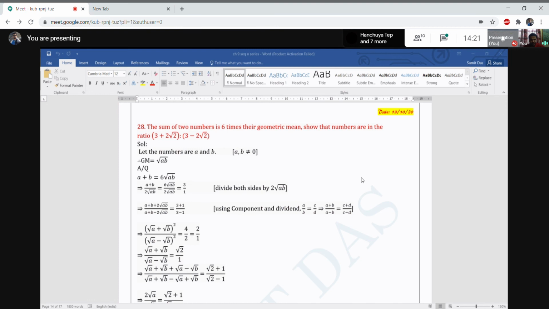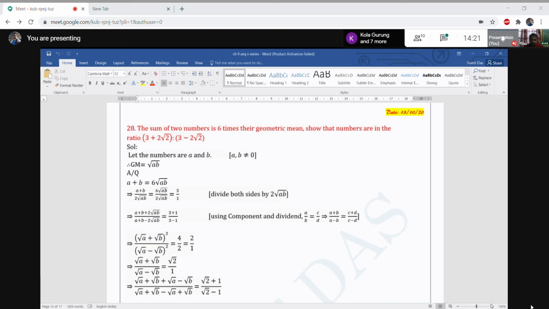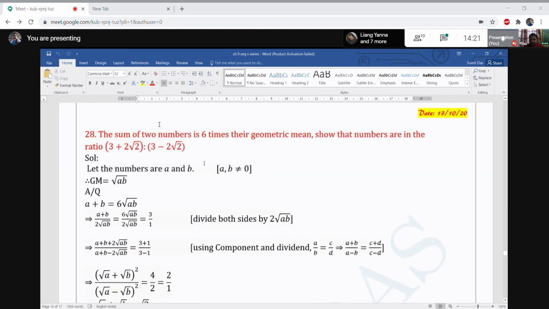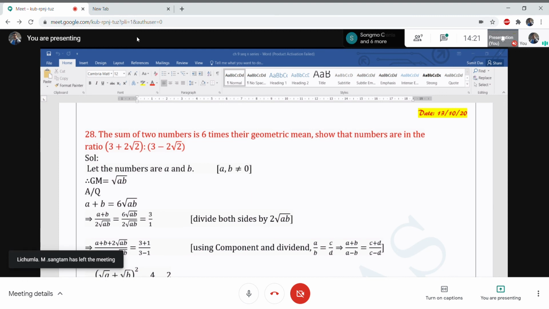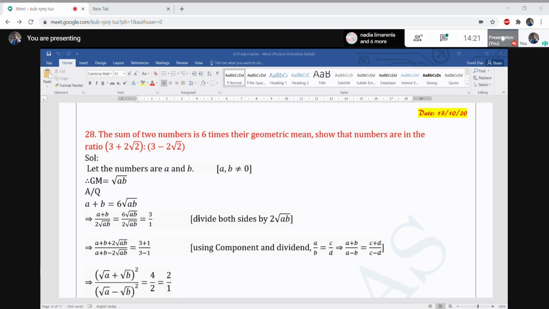In question number 28, you can see this question has the sum of two numbers is 6 times their geometric mean. That means suppose a and b are numbers, what is the geometric mean? If a and b are the numbers, the geometric mean is square root of ab, right? And as per the question, the sum of the numbers, that means a plus b, is equal to 6 square root of ab.